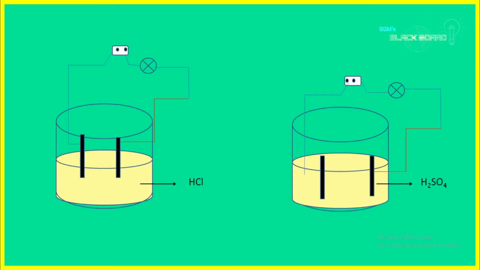Now just observe the figure. First of all, we have passed electricity through HCl. What would happen? Let us observe. Here, when current passes through HCl solution, the bulb has glowed. Now let us see the other figure on the right side. Passing electricity through sulfuric acid. What would happen? Whether the bulb glows or not. Just observe the bulb here. So here the bulb has glowed.